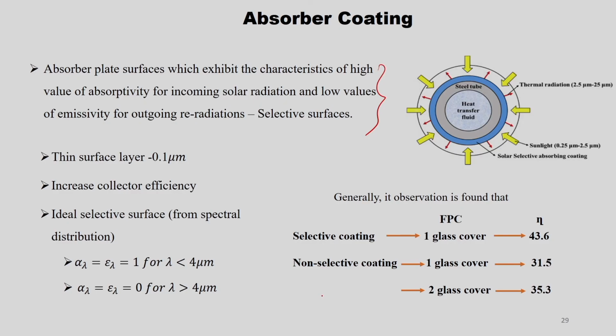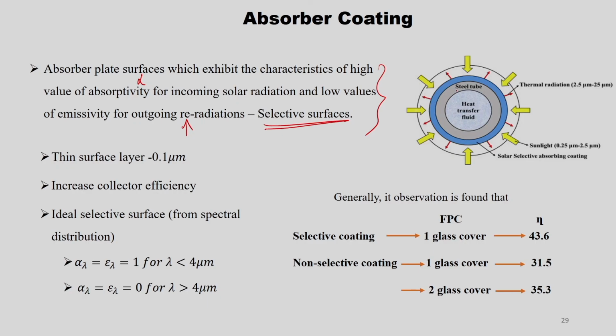The next we are going to see the definition of selective surfaces. Absorber plate surfaces which exhibit the characteristics of high value of absorptivity for incoming solar radiation and low values of emissivity for outgoing re-radiation, those are called selective surfaces.